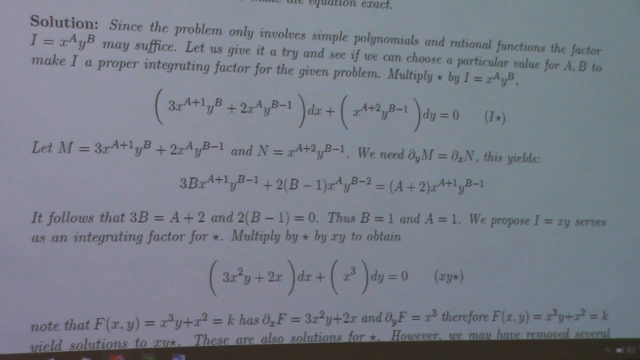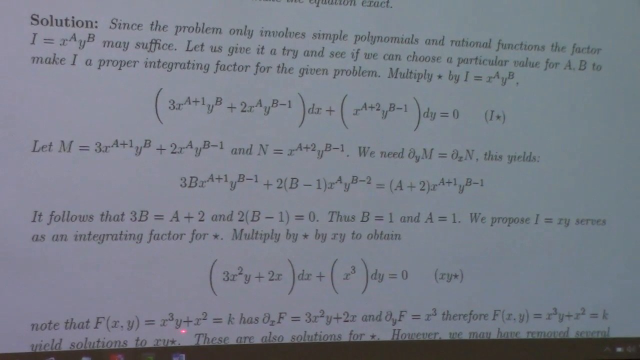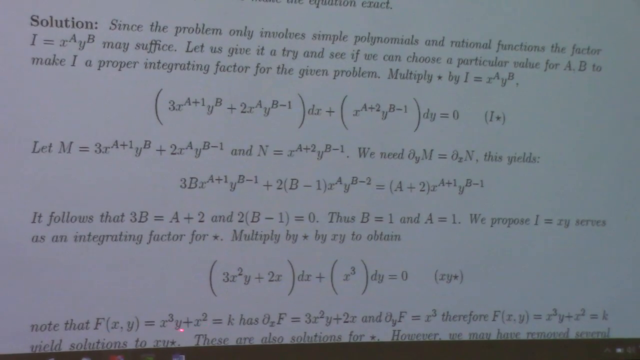You maybe never did any algebra like this before, that's why I'm showing you. All right? So anyway, that gives you b equals 1 and a equals 1, which tells us that xy is going to be an integrating factor. So I go back up here, I multiply by xy, it gives me this thing, at which point I can figure out my level function, x cubed y plus x squared. That function has a differential, which gives me back this. Consequently, solutions to this differential equation are simply x cubed y plus x squared equals a constant.